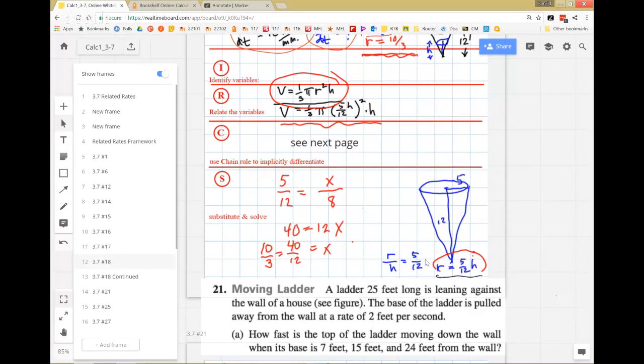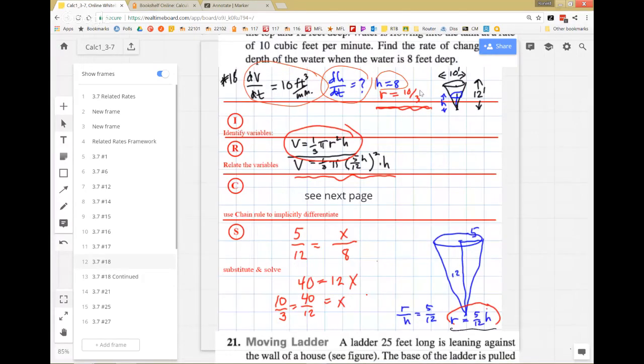Well, we can do that by proportion. The ratio is always 5/12. The height is 8. Can you find x? Yeah, cross multiply: 40 equals 12x. x equals 10/3, so r equals 10/3. So that's where I got this red guy right up here. Now we've got everything we need to go ahead and differentiate this thing. I ran out of space, so I do that on the next page.